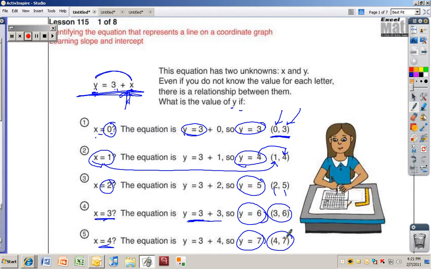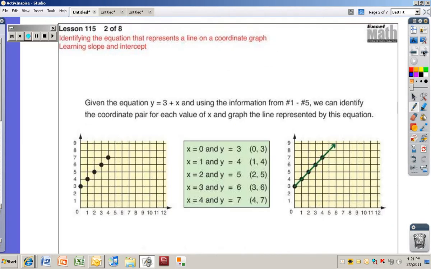What if x was 20? What would y be? 23. You see, you just add 3 to the x every time. So if you understand that part clearly, great. Let's keep moving on. If not, go back and watch it again.